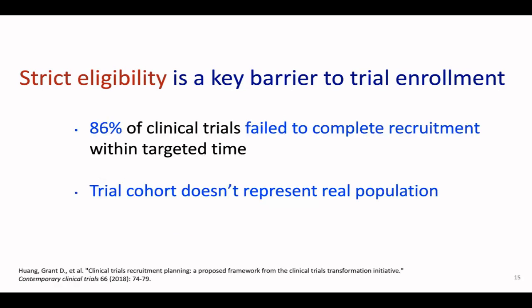As a result of the very restrictive eligibility and very low rates of enrollment, 86% of clinical trials fail to complete recruitment within the targeted time. There's also a generalization problem: the trial cohort doesn't represent the real population. If you always test your drug on relatively healthier patients, you do not really know how it would perform on sicker or older cohorts.